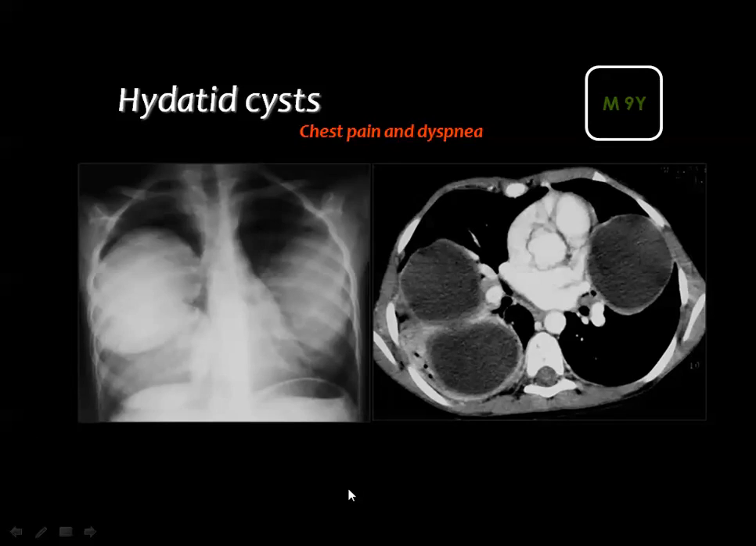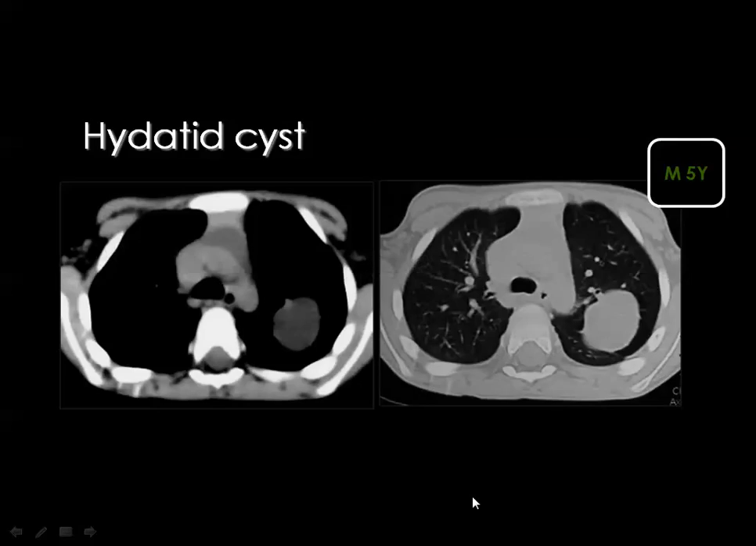Then the second mass in the pediatric age group and also in adults is hydatid cyst, and hydatid cyst is diagnosed by its fluid content. And you see here multiple large masses in the chest, and the CT scan or the ultrasound will show the water content of the lesions, denoting that you are dealing with hydatid cysts.